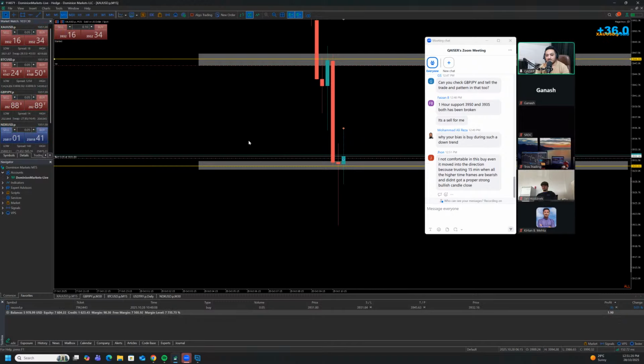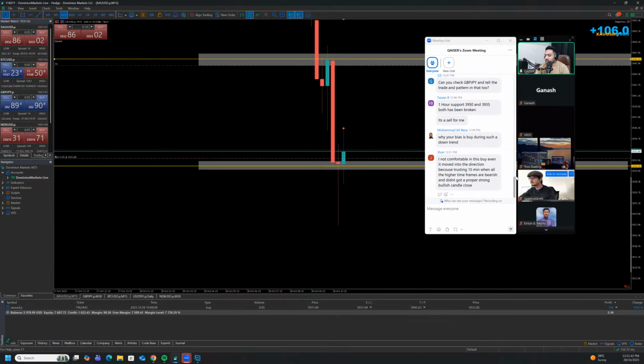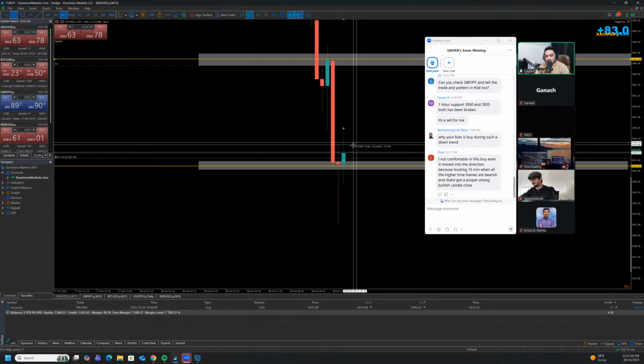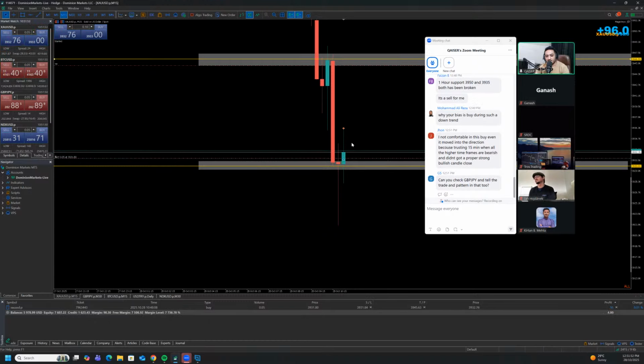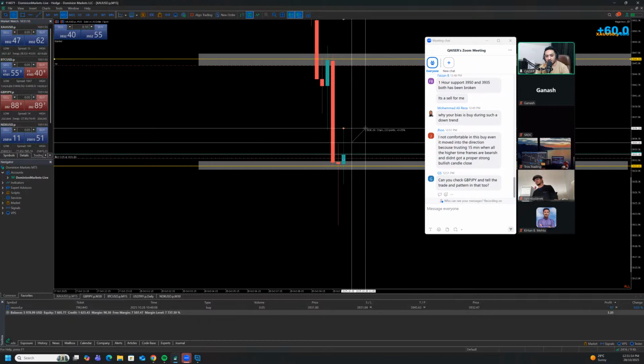I'm not comfortable in this buy, even though it moved in the direction, because I'm trusting the 50 minutes when all the time frames are bearish and there was no proper strong bullish candle close. With experience, this impulse entry just comes with experience. That's why I didn't execute somewhere here. It depends on the volume continuing to push upside. If I had executed somewhere here, I might never have secured my money.